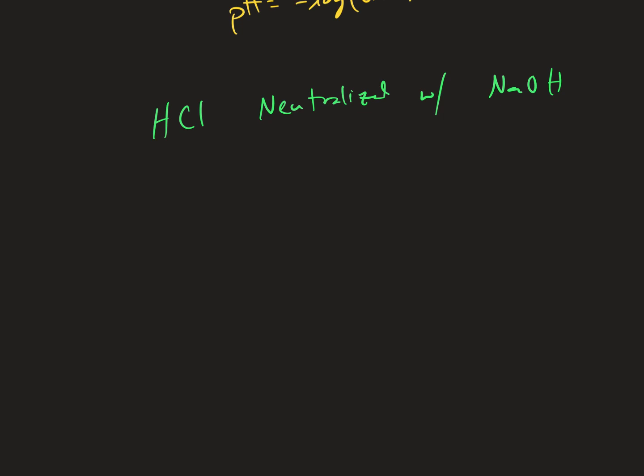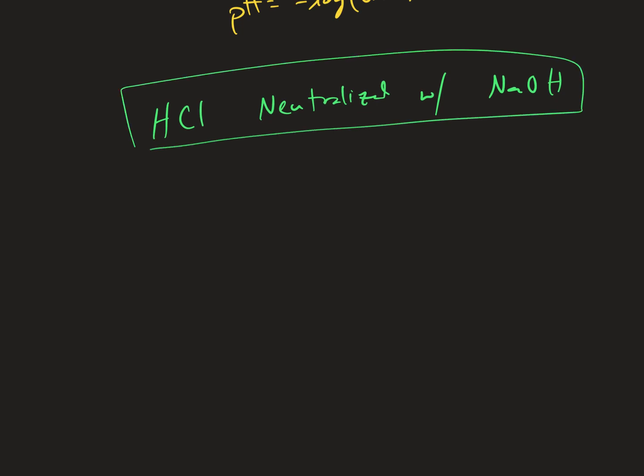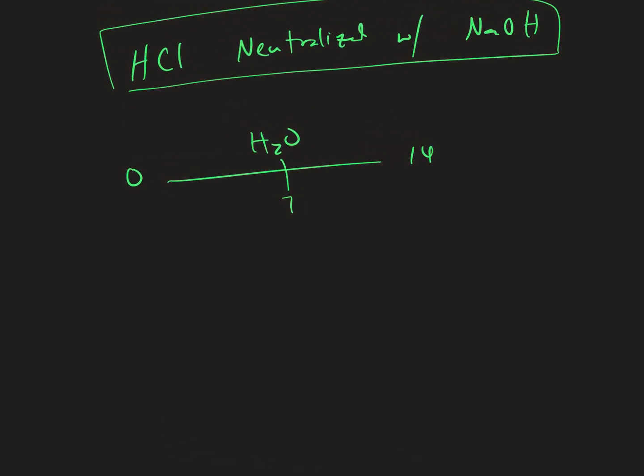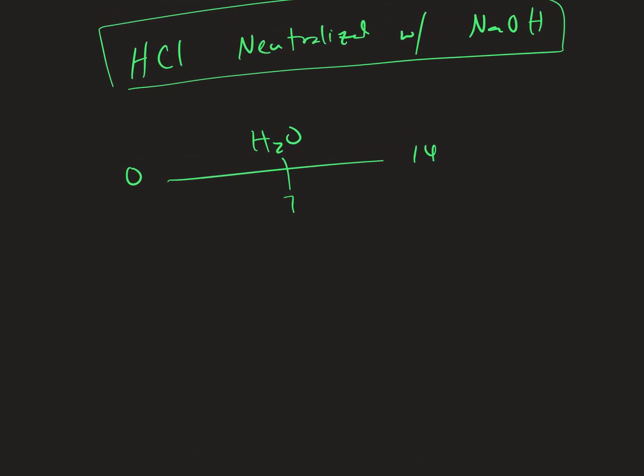Well, if these neutralize, what does it mean to neutralize? Here's the pH scale. What's neutral? What is that? Water. So when it neutralizes, we're making it into water that's not acid or a base. So we got HCl, that's this one, plus NaOH, that's that one.